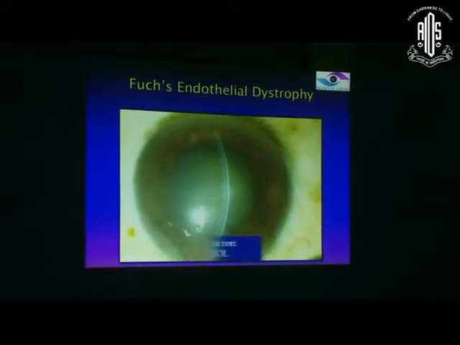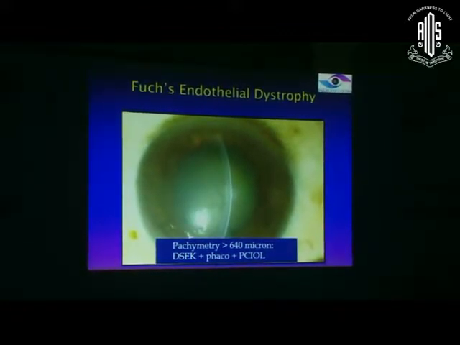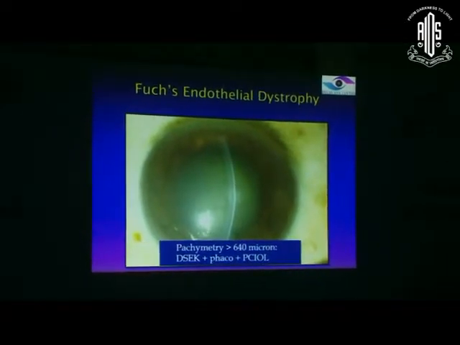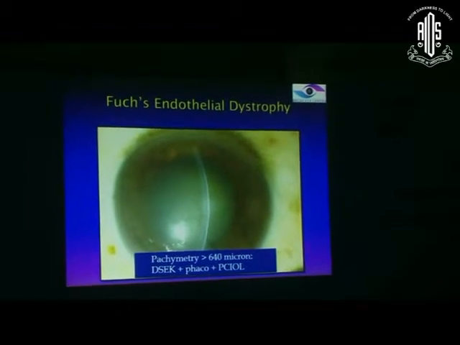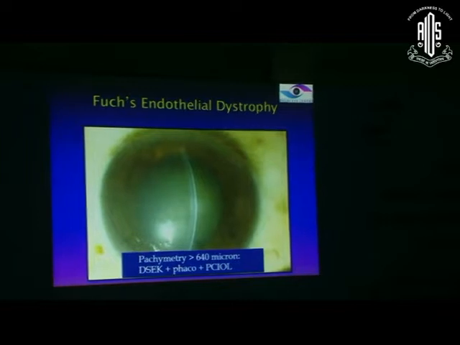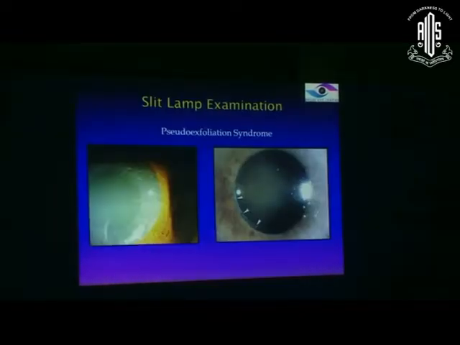And it's a good idea to do a pachymetry, and if this value comes out to be more than 640 microns, then we can combine DSEK with the phacosurgery in the first sitting itself. So any value more than 620 microns predisposes the cornea to decompensate postoperatively.